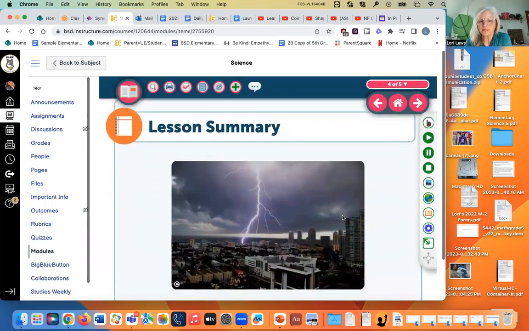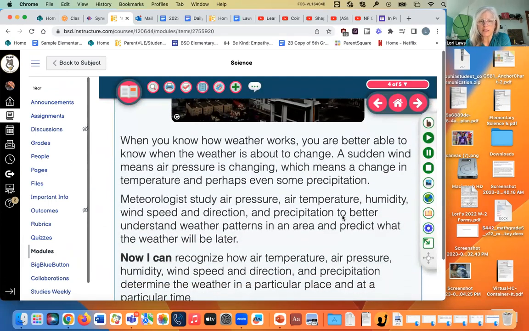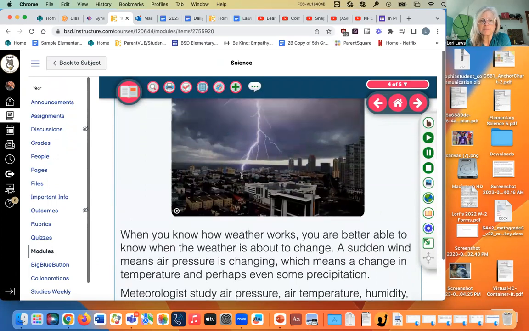What did I learn in this lesson? And that's all there is to this lesson. When you know how weather works, you're better able to know when the weather's about to change. Sudden wind means air pressure is changing, which means a change in temperature and perhaps even some precipitation.